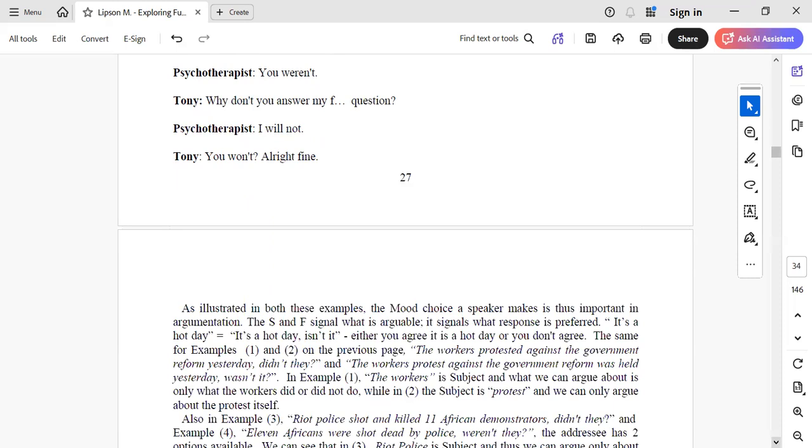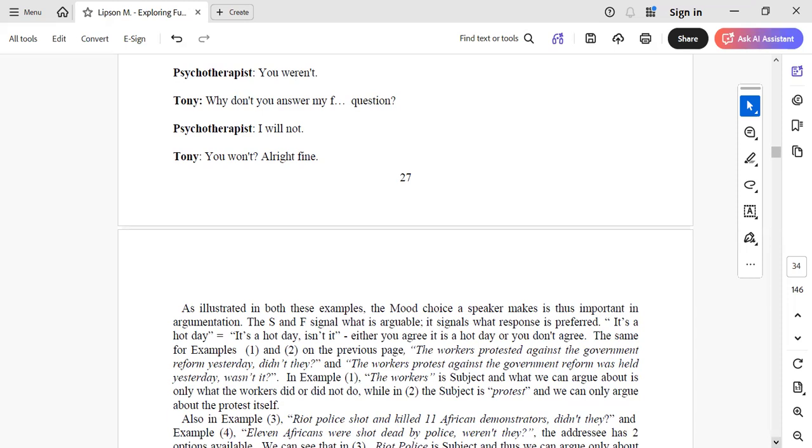As illustrated in both these examples, the mood choice a speaker makes is thus important in argumentation. The SNF signals what is arguable. It signals what response is preferred. It is a hot day. It is a hot day, isn't it? Either you agree it is a hot day or you don't agree. The same, for example, 1 and 2 on the previous page. The workers protested against the government reform yesterday, didn't they? The workers' protest against the government reforms was held yesterday, wasn't it?